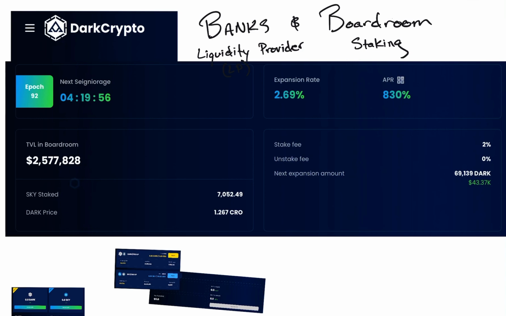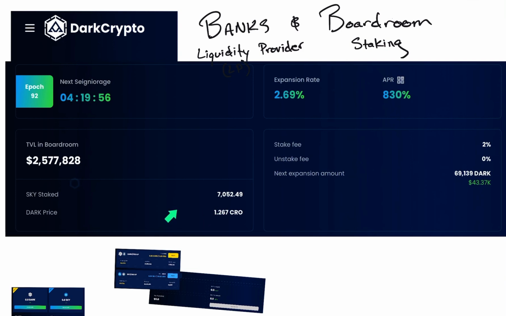There will be, but the algorithm doesn't want that. That's it. Okay, so rest of the information here. Hey, there we go. We got TVL again, specifically for the boardroom. The total number of Sky staked by all users here, and the current Dark price. So as you see there, one Dark is currently equal to 1.27 Crow. We're above the peg, so boardroom will be issuing rewards.